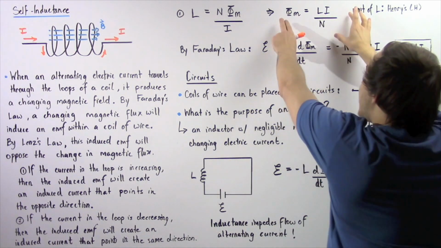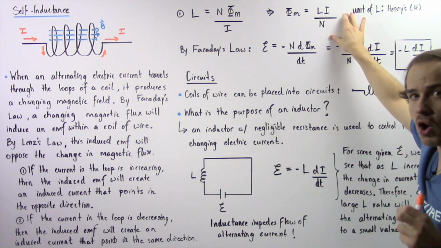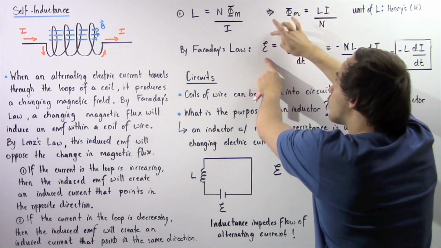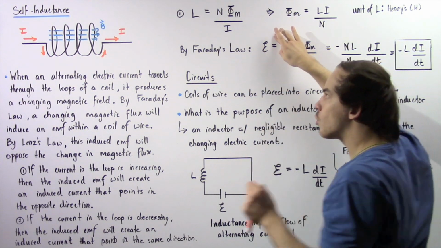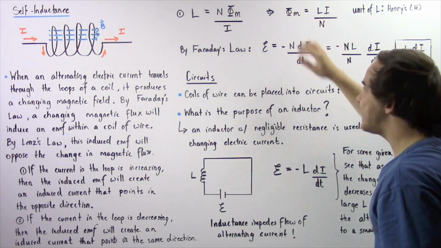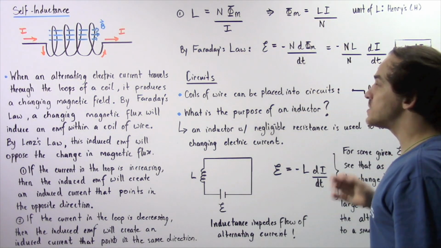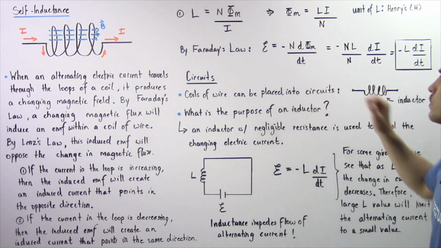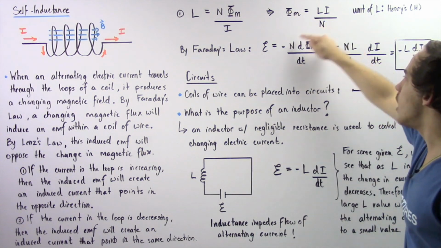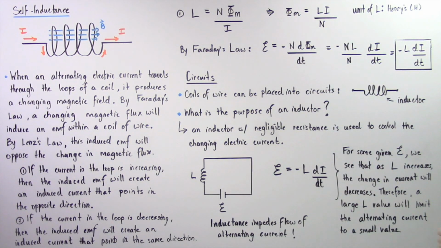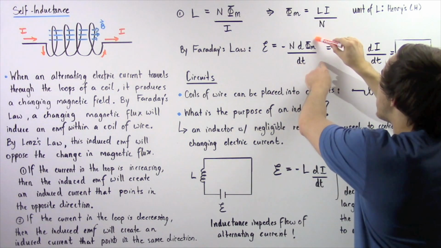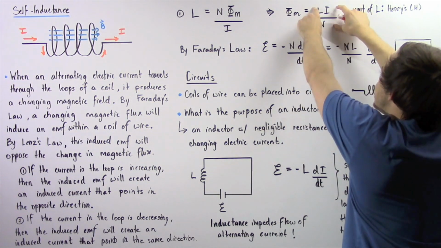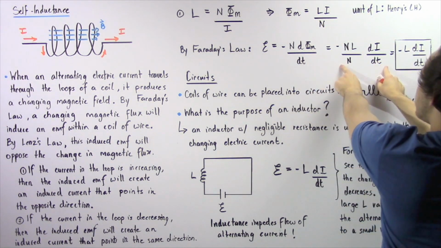So, now let's combine this equation with Faraday's law of electromagnetic induction. By Faraday's law, we know that our induced EMF within our coil is equal to the negative of the product of the number of loops given by N multiplied by the derivative of our magnetic flux with respect to time. So the rate of change of our magnetic flux with respect to time. Now, from this equation, we know that this quantity is equal to Li divided by N. So if we take that and plug it in, we get the following result.